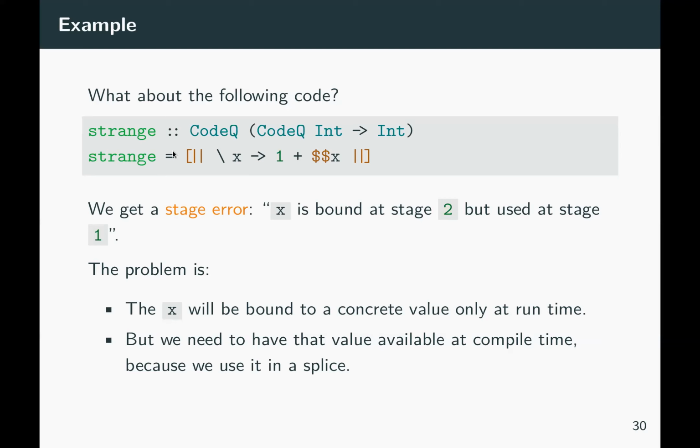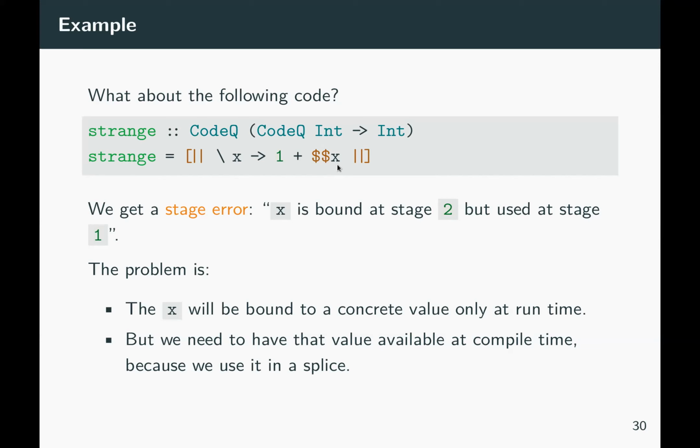So basically out here, top level, we are at stage 1. Then we have these quotes. So inside the quote, we are at stage 2. In particular, this X here is at stage 2. It's bound, the lambda is at stage 2. But then the splice here decrements it again. So this X here is at stage 1 again. And this is the error message. So X is bound at stage 2, but used at stage 1. So that helps us understand the error message.